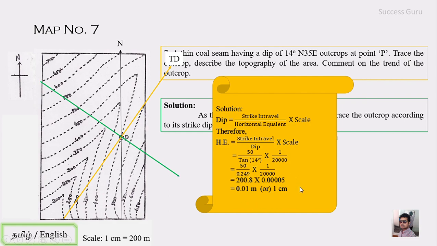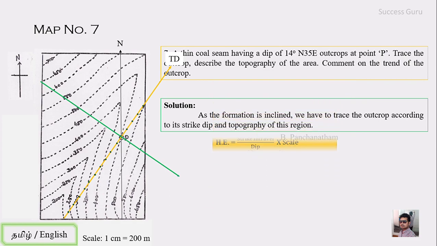And once again, we used meter here because the contour interval is 50 meter. So that will be the strike interval. So that's why we are using meter here. For our convenience, we are converting the meter to centimeter. So that will be 1 centimeter. So what we have to do is place a point 1 centimeter gap from here in both directions like this, right? So this is the horizontal equivalent. So we have marked the horizontal equivalent.